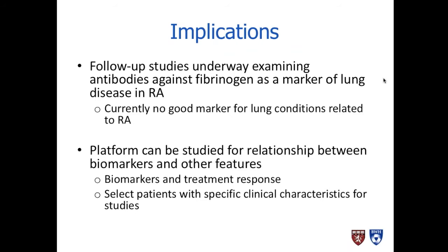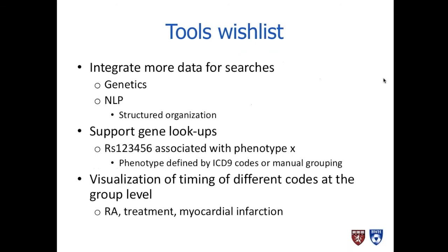Again, treatment response, we need to be careful with phenotypes. Or we can go back and select patients with specific clinical characteristics for clinical studies, which I know a few people have already pointed out today, that it's helpful to be able to subset patients to know who to recruit. And so I'm going to end with the tools wish list. As I mentioned, it sounds like tranSMART can already do a lot of this.